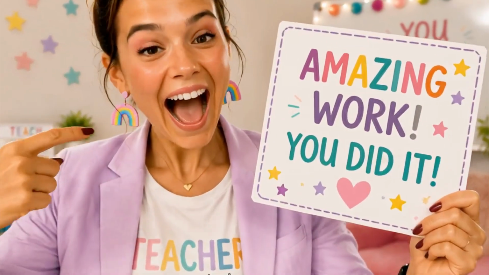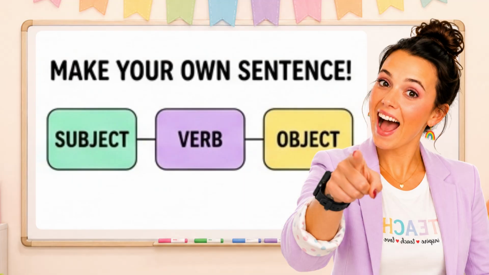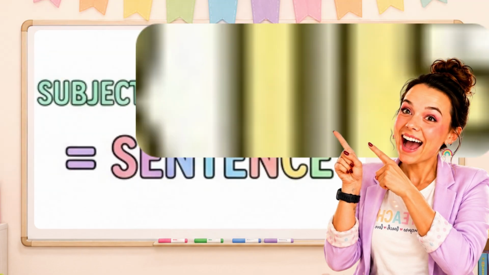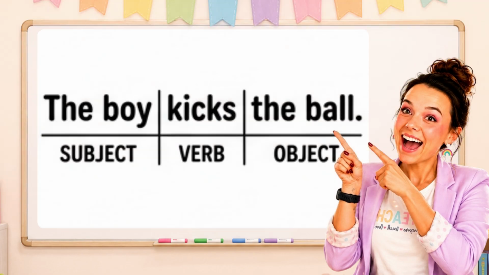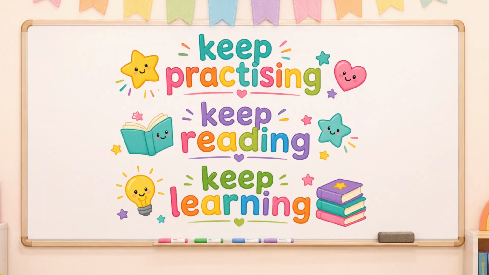You did an amazing job today. Now, why don't you try making your own sentence? Choose a subject, add a verb, and then add an object. For example, the boy kicks the ball. Keep practicing, keep reading, and keep learning.